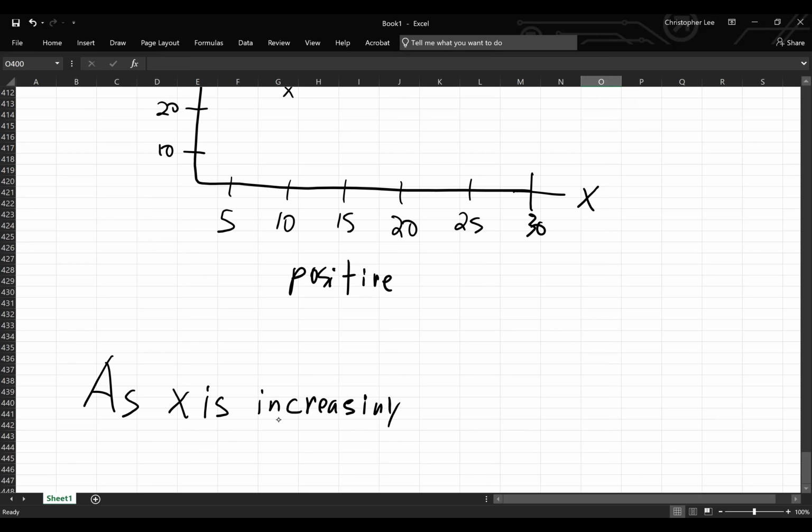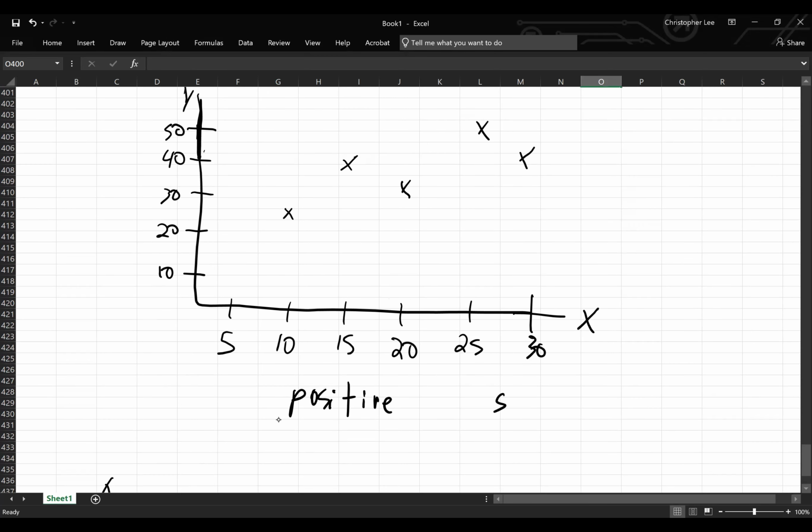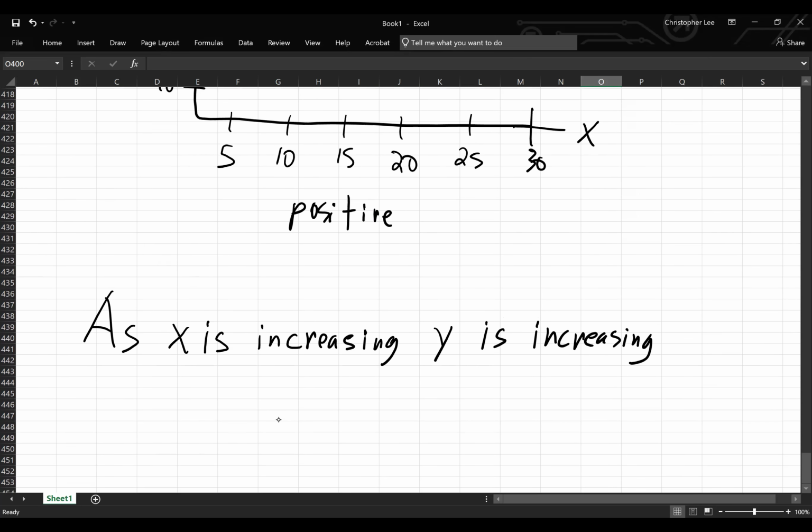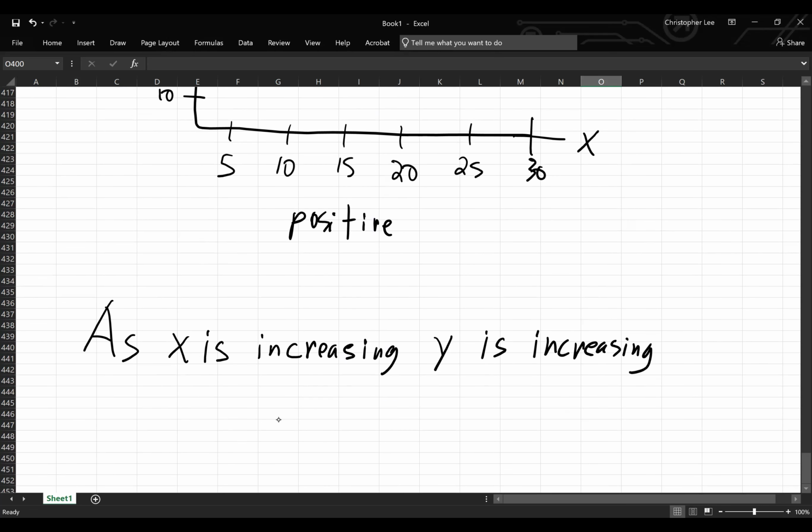As X is increasing, Y is increasing. How many answers do I have to write on the test? That's it.